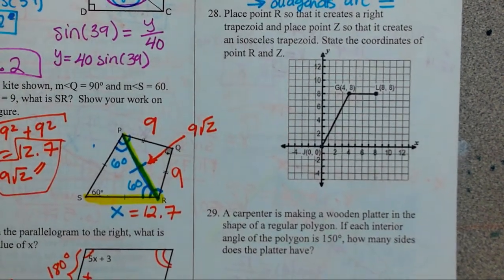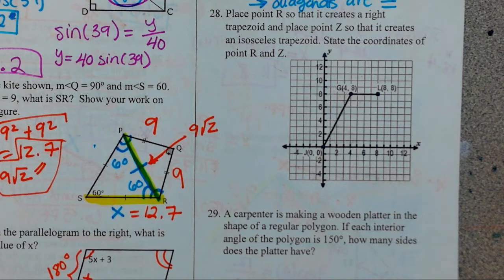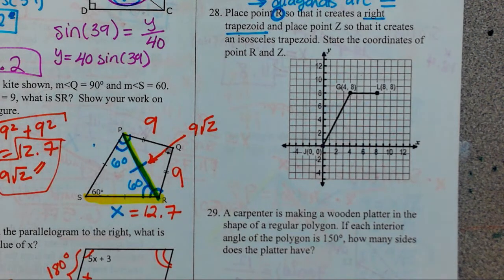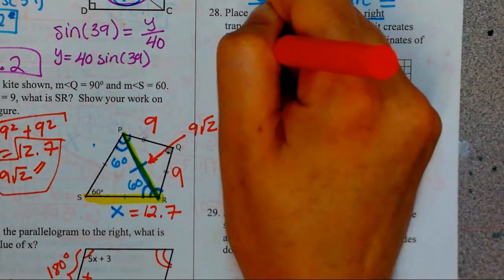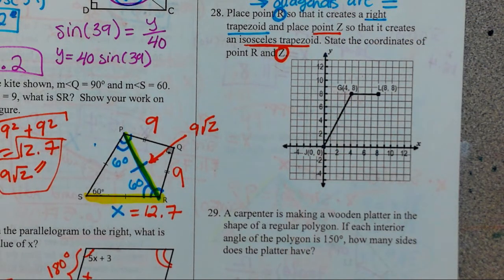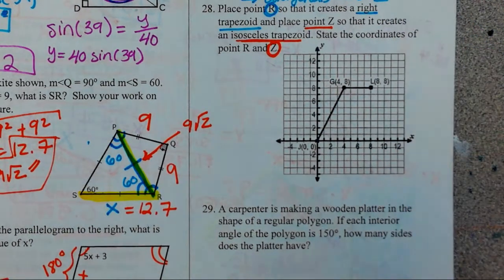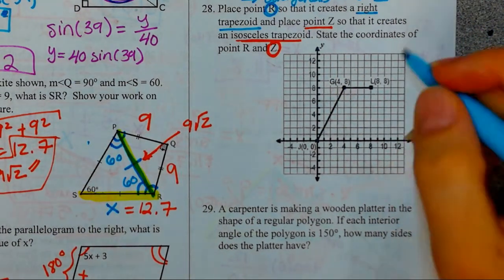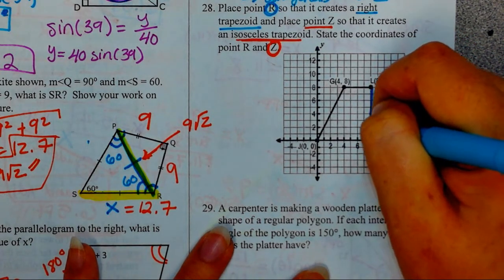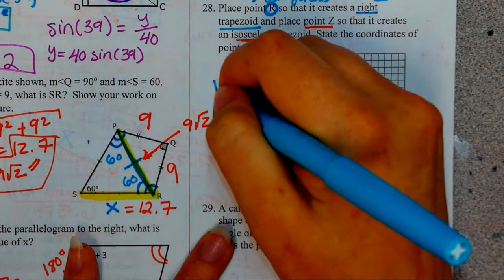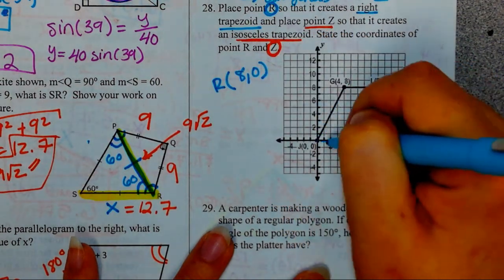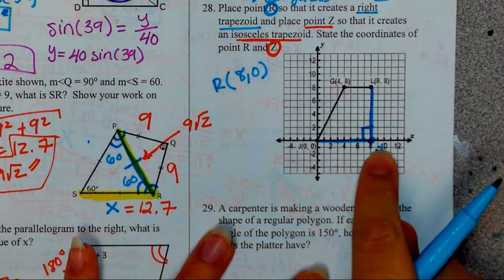Okay, so then next question. It says place point R so that it creates a right trapezoid. We'll do point R in blue. Place point Z so that it creates an isosceles trapezoid. We'll do point Z in orange. It already gave you two sides of the trapezoid. If you want a right trapezoid, that means this last leg has to come straight down to form a right angle. So point R would have to be at 8, 0.